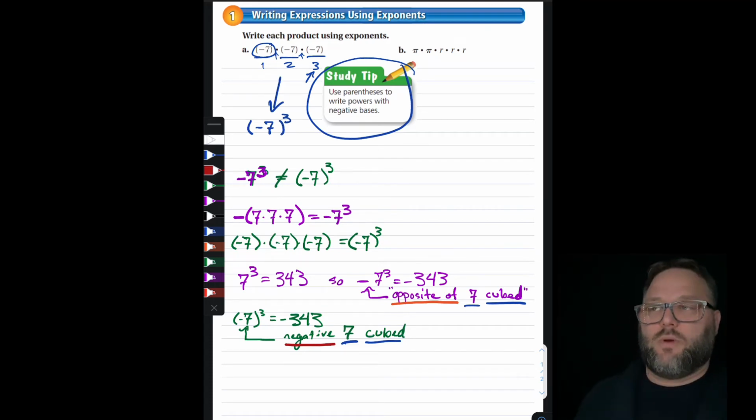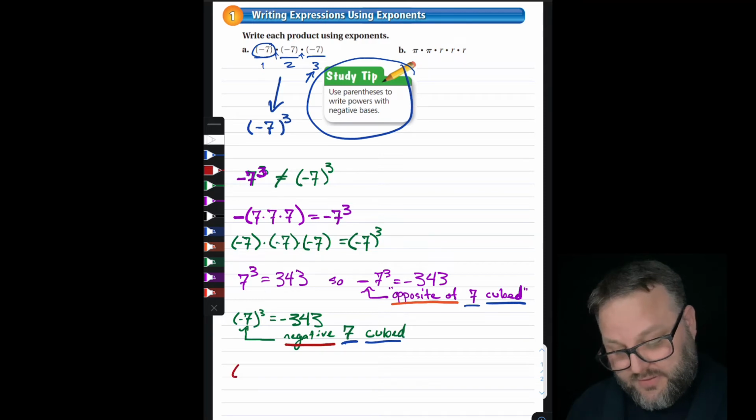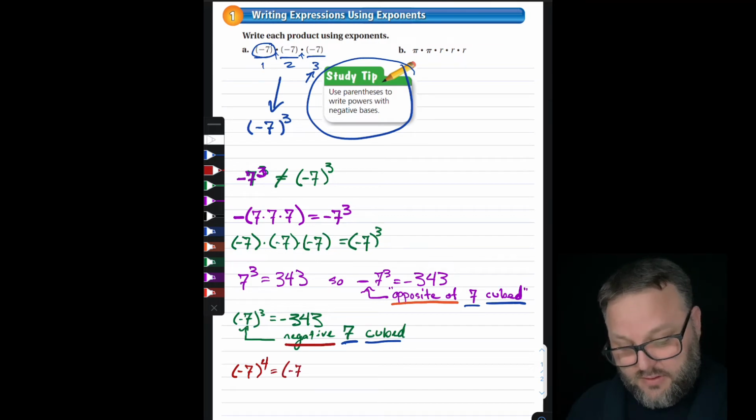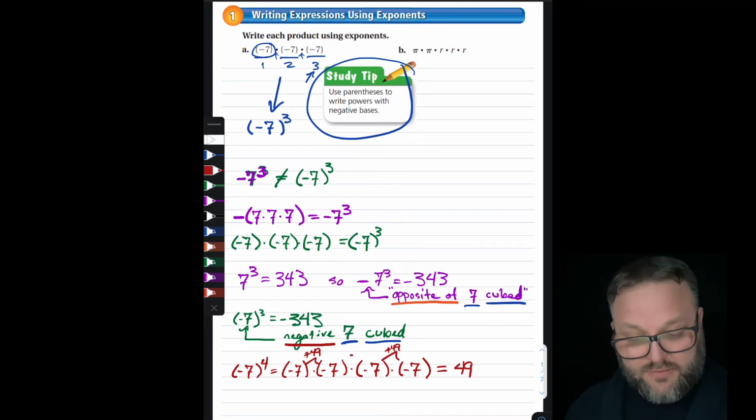We would find out if we had changed this to the 4th power. So I'm going to use orange, or I'll do red first. So let's say we have negative 7 to the 4th power. That's equal to negative 7 times negative 7 times negative 7 times negative 7, which is equal to positive 49, because these two make 49 positive. These two make positive 49. And I'm still multiplying, so 49 times 49.